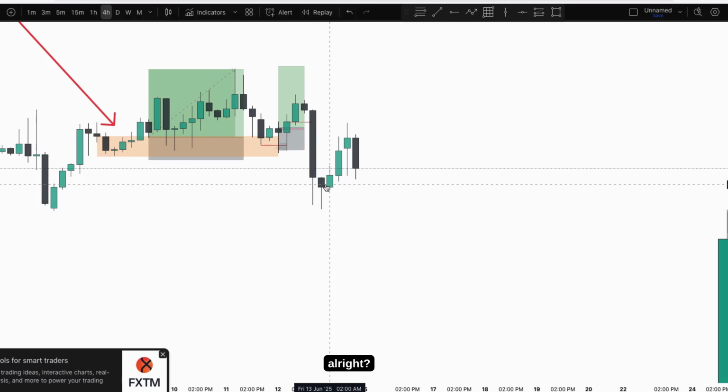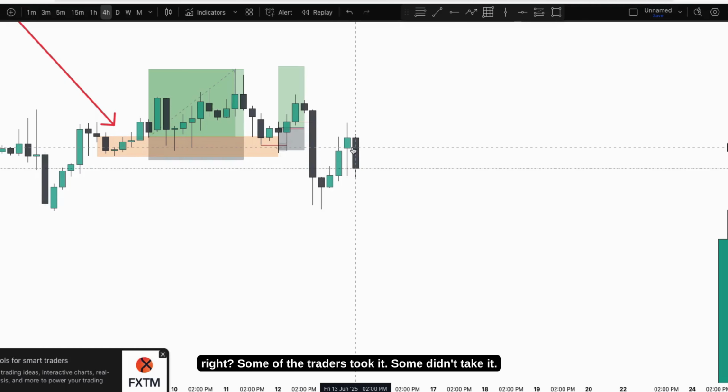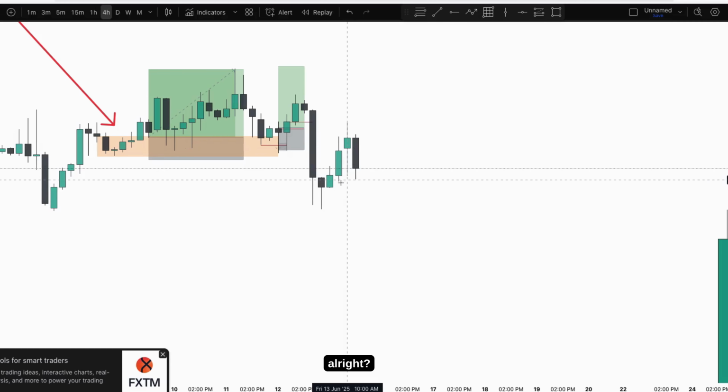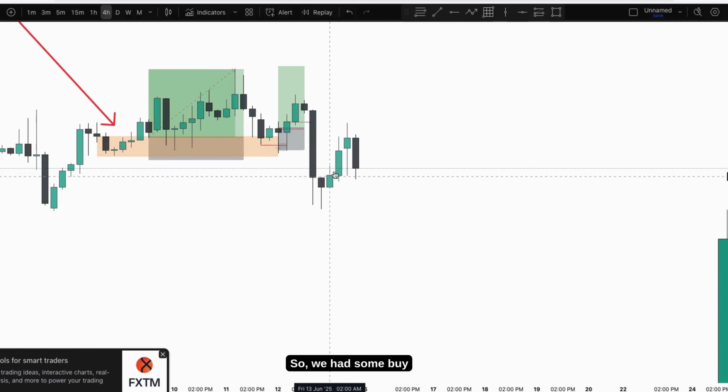All right. So now we had this buy, right? Some of the traders took it, some didn't take it. I didn't take it because I wasn't interested in anything, but I was there for them. You understand? Let them know that, hey, it's not a sell, it's a buy first before anything. All right. So we had some buy here.